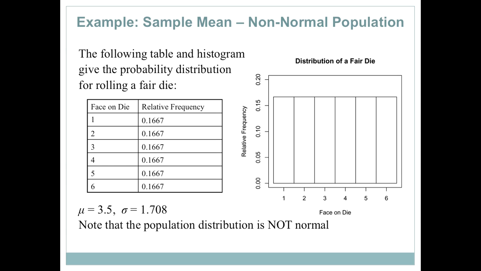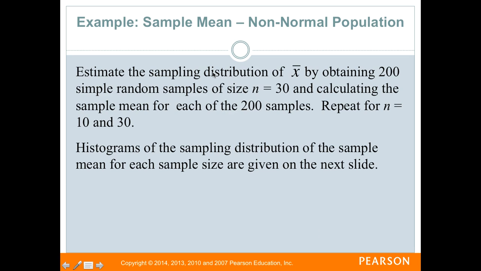But if we were to take the mean of this, we would get 3.5. And the standard deviation we could calculate using our information back from Chapter 6, and we would get a standard deviation of 1.708. Now, this population distribution is not normal. That's one thing to note. But if we take a look at this example here, you'll see what actually happens.